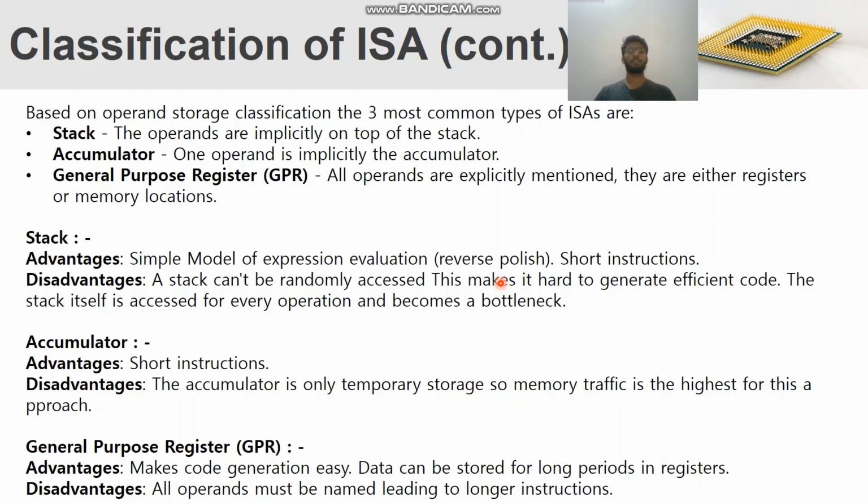Then next is general purpose register architecture. The advantage of this architecture is that it makes code generation easy, and the data can be stored for long periods in registers. But the basic disadvantage is that all the operands must be named, leading to longer instructions in the programs.